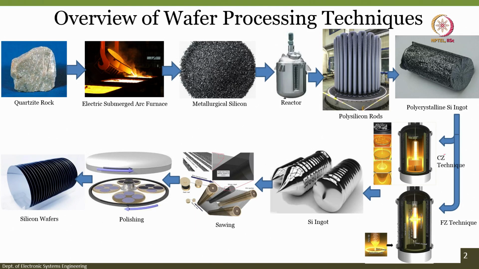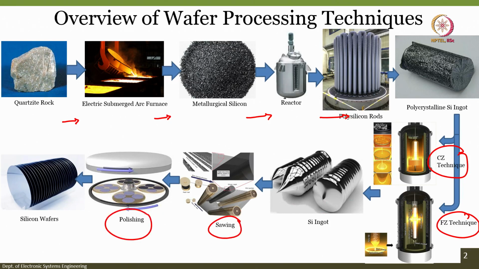Point is that this is the fashion in which silicon wafers are made, and it goes either through the CZ technique or through the FZ technique, not both. Each technique has its advantages and disadvantages or limitations. Once you have this ingot, you do the sawing and then polishing. Sawing is cutting the silicon ingot into many wafers, and then you do the polishing and finally you have silicon wafers in a stack as you can see here.